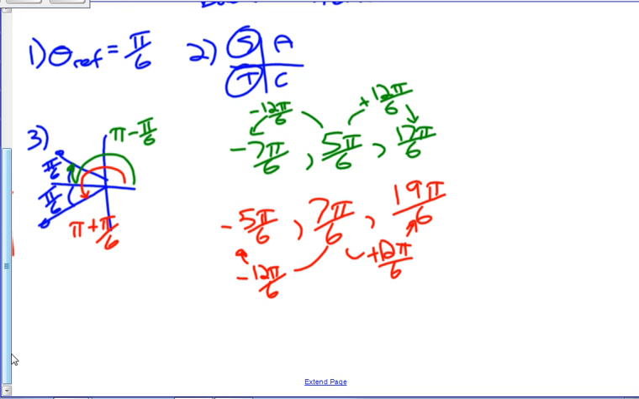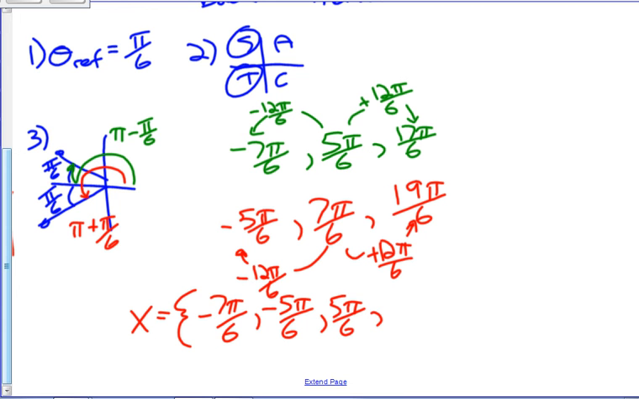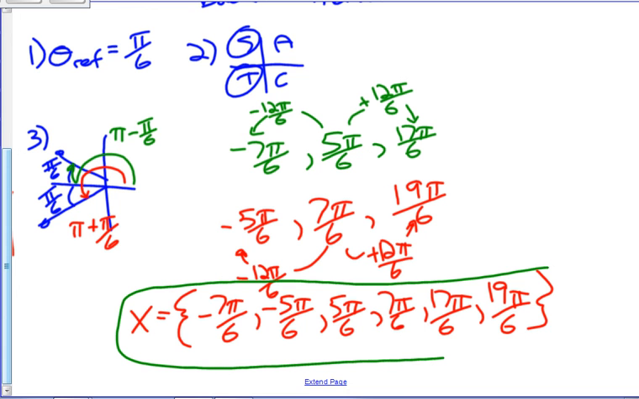Okay, we can write our answers out nicely now. X is the set of, and I'll put them in order: negative 7 pi over 6, negative 5 pi over 6, 5 pi over 6, 7 pi over 6, 17 pi over 6, and 19 pi over 6. These are all the angles that give us that cosine that we want. Okay, so there's the solution set.